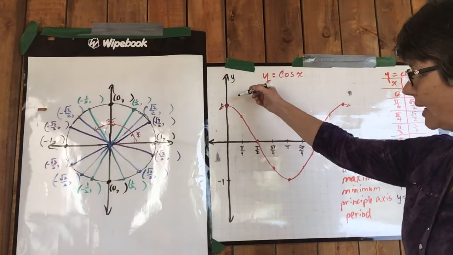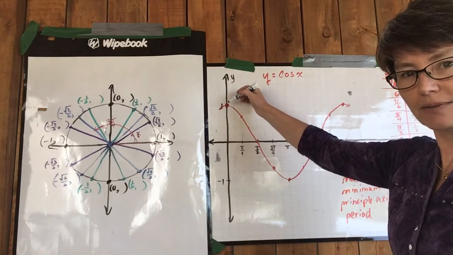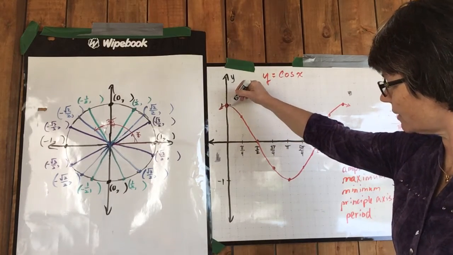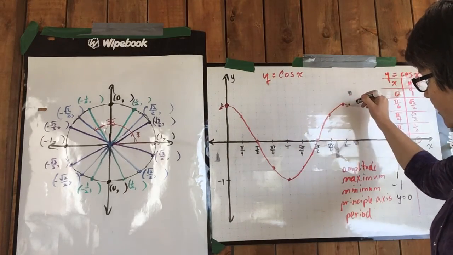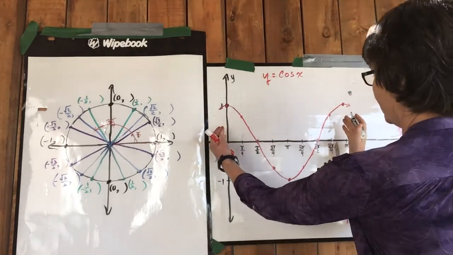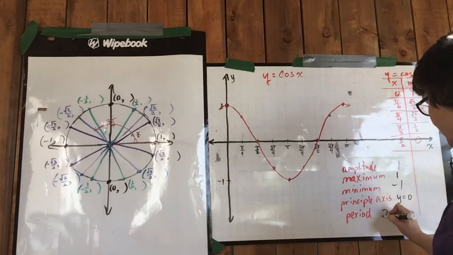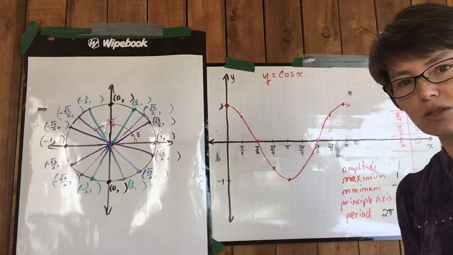And the period, how long does it take before this graph starts repeating itself? If we start here, get going here, it starts repeating itself right here, and that length is 2 pi. So the period is 2 pi.